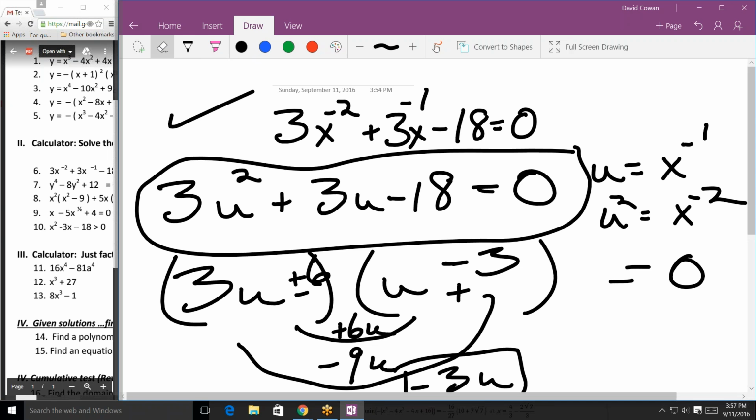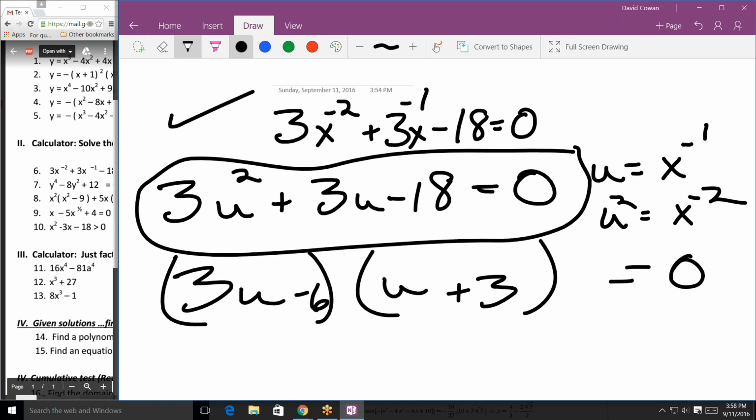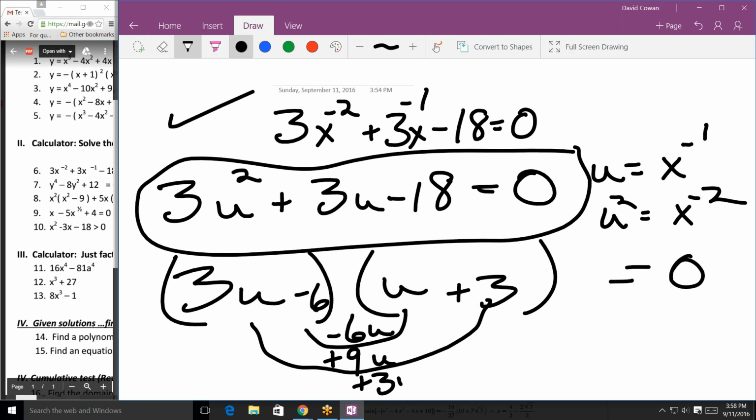When you get the right number but the wrong sign, it means you merely have to move your number down to the other sign. In other words, that 6 and that 3 go here. Now, does that give you the right middle term? Yes. That's plus 9u, that's plus 3u. That's our correct middle term. Therefore, we have factored it properly.